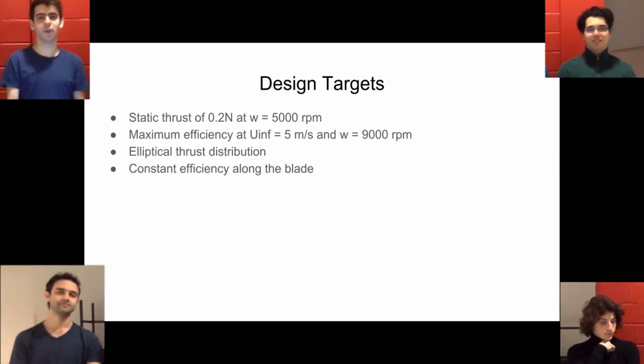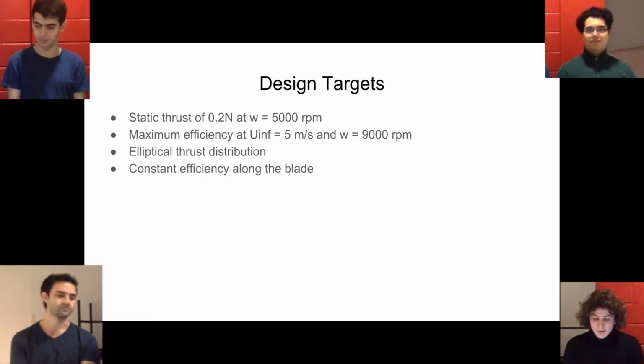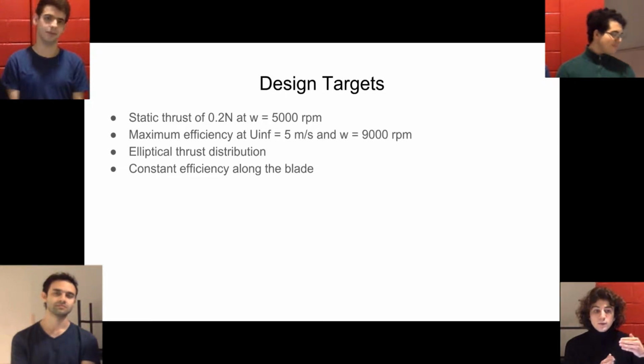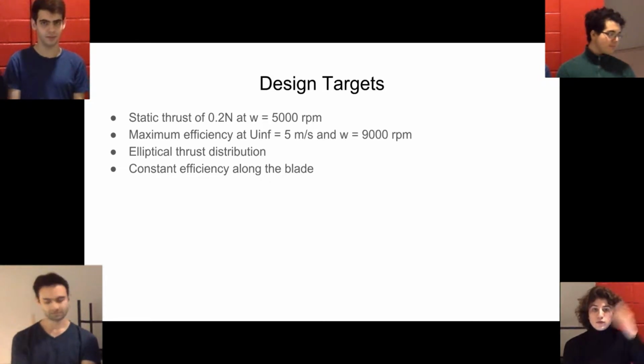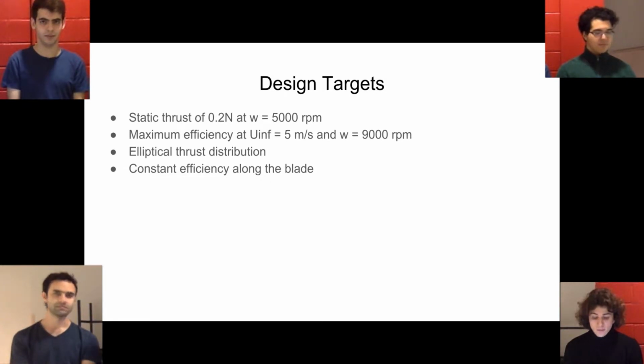We also decided to impose an elliptical thrust distribution, as this would minimize the induced drag, as we've seen in class. And this would then help us maximize our efficiency because we have less drag per unit thrust we produce. So we also decided to keep the efficiency constant along the blade because we thought that would keep the resultant force on the blade at a constant direction from the root to the tip. And this we thought would increase the efficiency of our propeller. And when we ran simulations, it actually showed that this was a good thing to do.